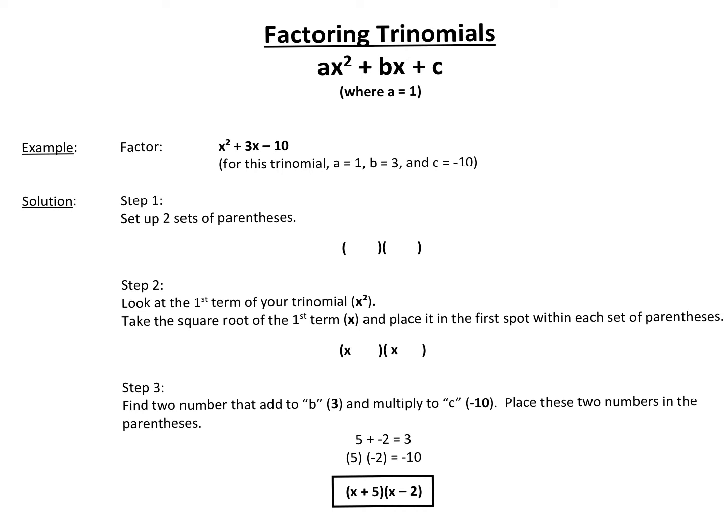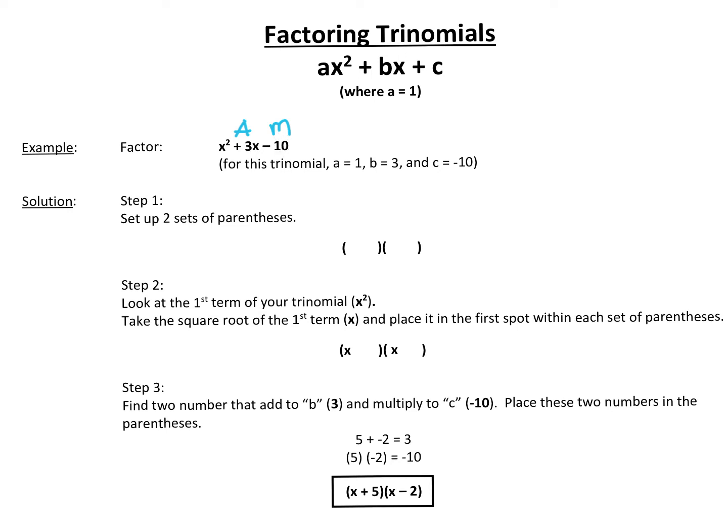Now the third step may take a little bit of trial and error, but you have to find 2 numbers that add to b. Remember we said b was 3. And multiply to c, which is negative 10. I usually write this on top: A-M, add, multiply. That's why some people call it the AM method. We need to come up with 2 numbers that add to 3 and multiply to negative 10.